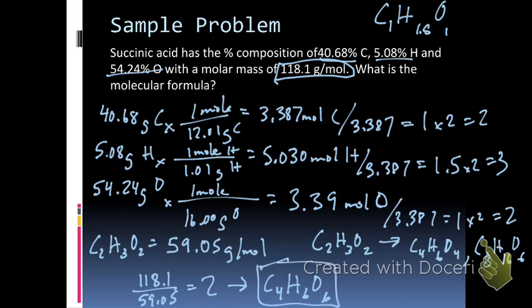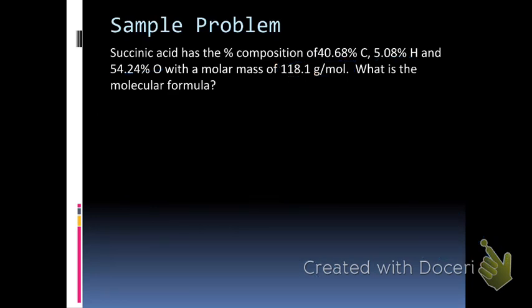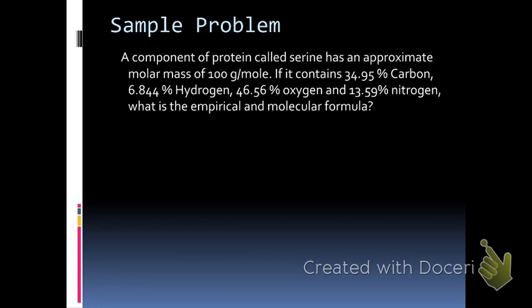That's the molecular formula. So just to recap, we solved the empirical formula, then we figured the mass of the empirical formula, which is right here. We divided the molar mass by the empirical mass to get the multiple, and in this case it was 2. All right. Why don't you try this one as well, and go ahead and press pause, try it, and then we'll check your answers.